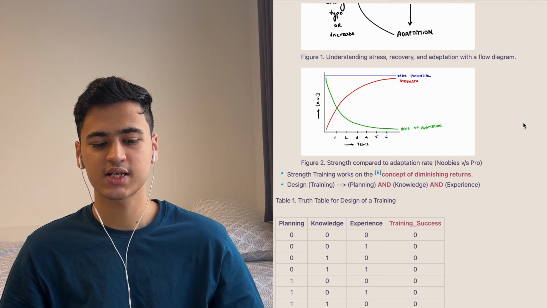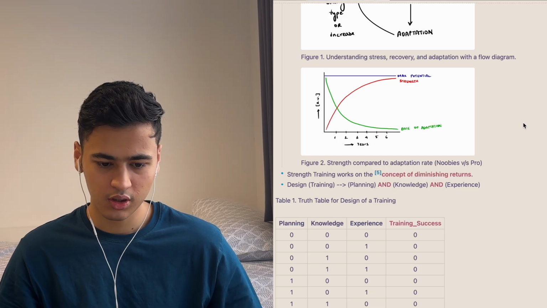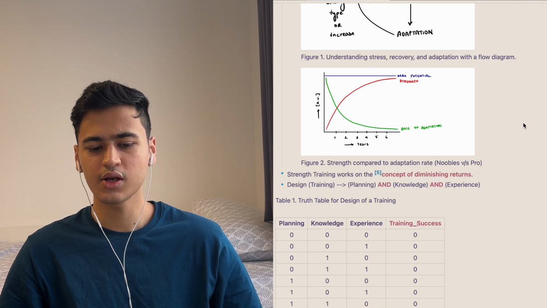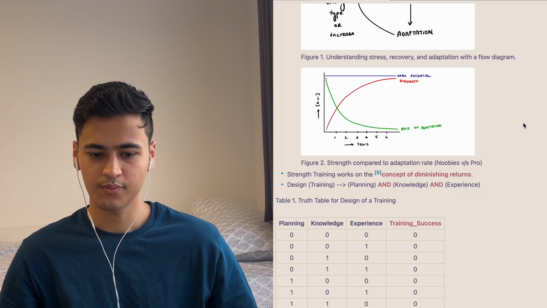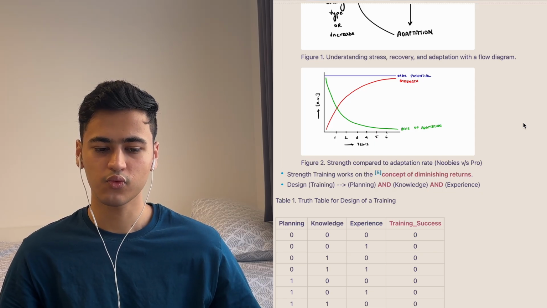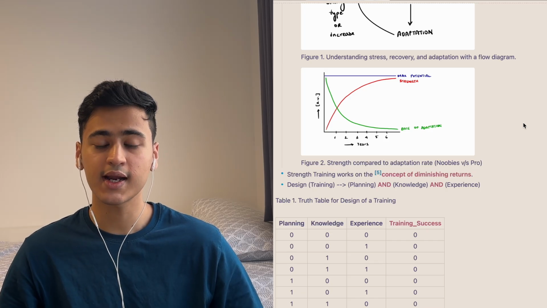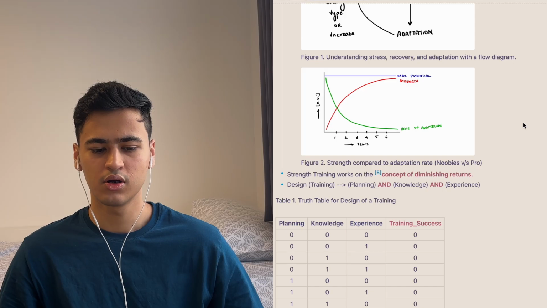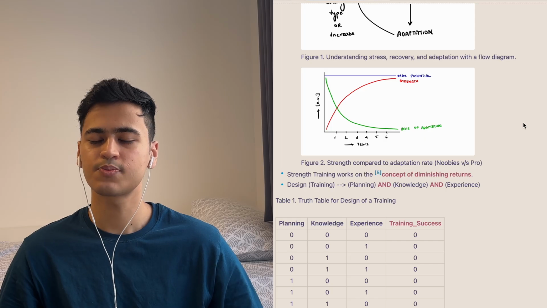And figure 2 here describes strength compared to adaptation rate in amateur versus pro. If we see this particular figure, the rate of adaptation is highest in people who have not worked out, and the strength in them is minimal. And when we see a pro who has been lifting for, let's say, 5-6 years, the rate of adaptation becomes very less and the strength is almost towards the peak. Now, the concept of strength training works on the concept of diminishing returns.